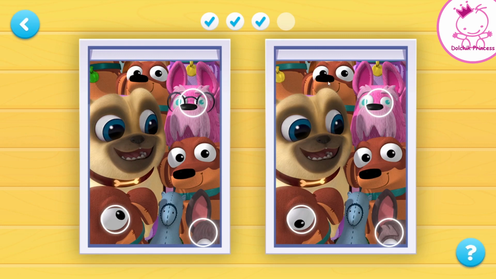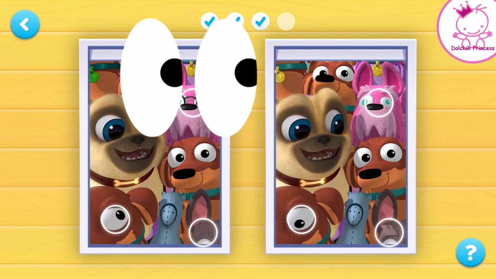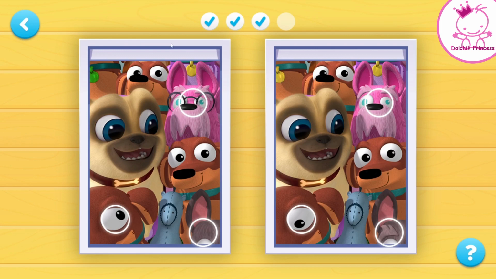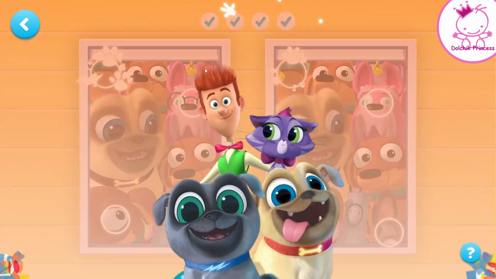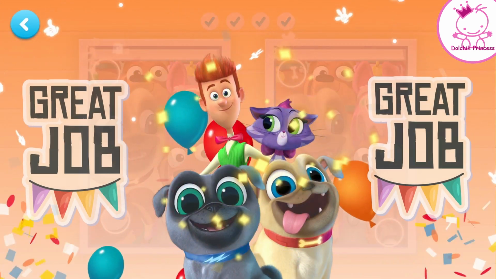It is right. It is right. It is right. Where is the difference? Oh, friends, look. It is color yellow. It is color green. I think so. It is difference. Yes! Woohoo!